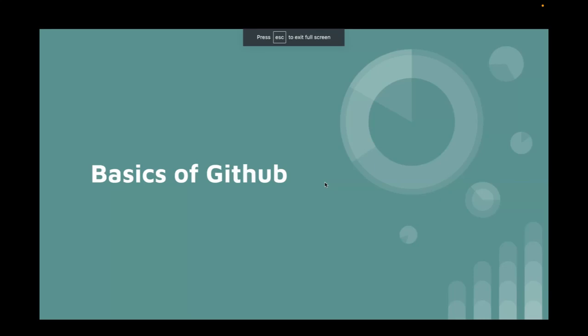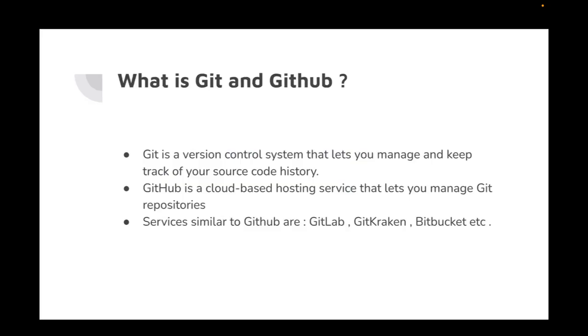Hello everyone. So in this series of videos, I'll be talking about GitHub and how GitHub works, how Git works, and why Git is needed in the first place. So let's start with the basic question of what is Git and what is GitHub. Git is a version control system that lets you manage and keep track of your source code history. And GitHub is a cloud-based hosting service that lets you manage Git repositories.